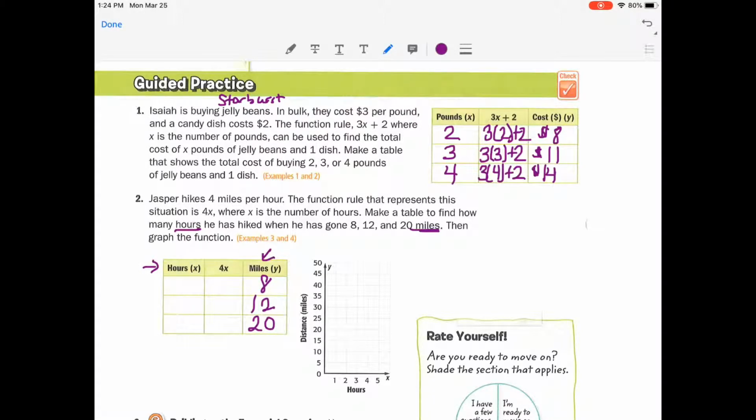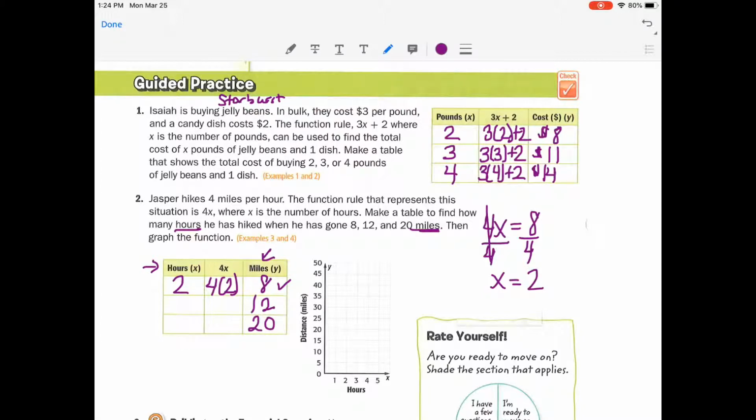If you pay very close attention to the function table, it's going to tell you exactly where to put those numbers. So on this one, again, we're going to have to work backwards because we already know our y. So we're going to have to do 4x equals 8. To get our x by itself, we're going to divide each side by 4. x divided by x is 1, and 8 divided by 4 is 2. So therefore, we say that it takes 2 hours. So 4 times 2 equals 8. We know that works, so I'm going to put a check mark.